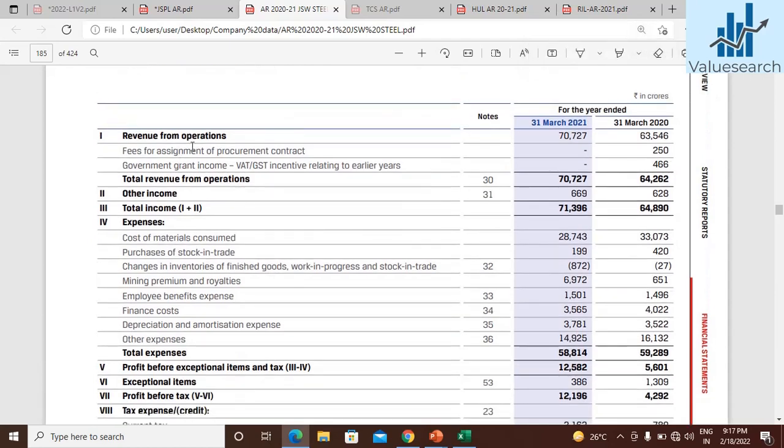Here you have revenue from operations of this much. There is nothing for fees for assignment of procurement contract, government grant income. You have none of this amounts over here. So your total revenue from operations is this, other income is this. And for understanding total revenue from operations, it is in note number 30. Other income in 31. So let us go there.